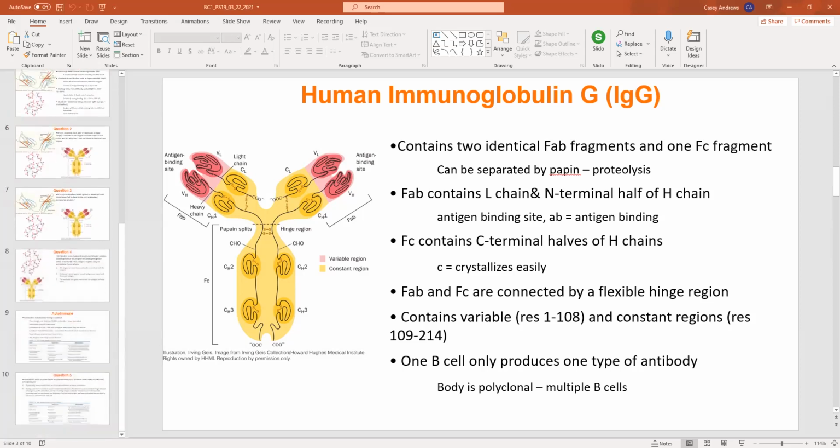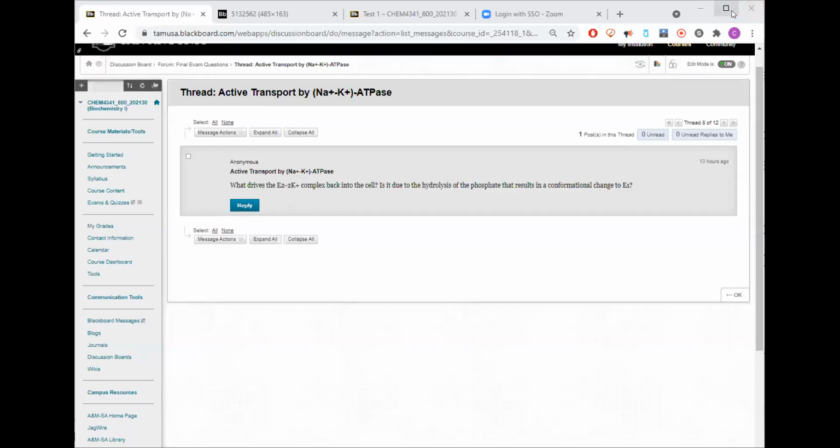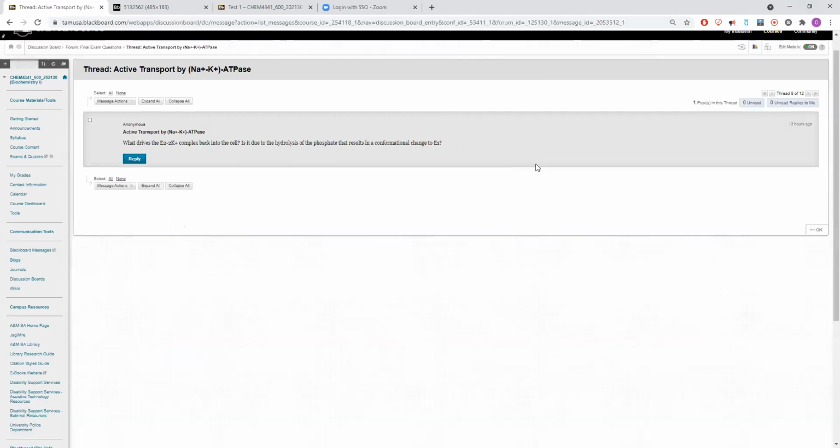So just a little clarification there, and I can stop sharing the antibody and share that question, as I'll be talking about it. All right, so just some clarification. The enzyme itself isn't moving outside and inside of the cell, right? Even though the image on the PowerPoint looks like it is physically moving, the enzyme is in the cell membrane. So the enzyme just stays in the membrane.